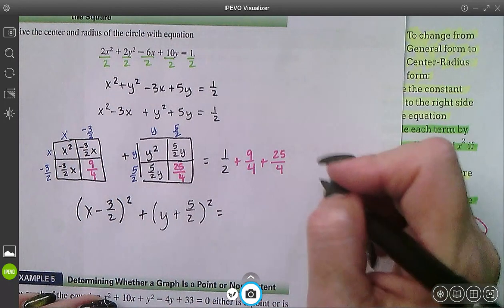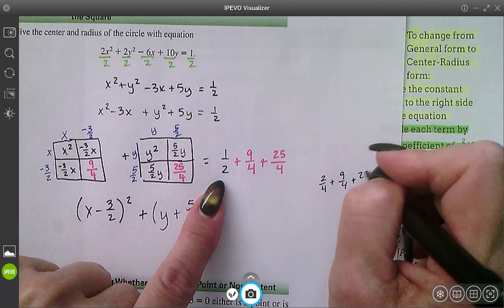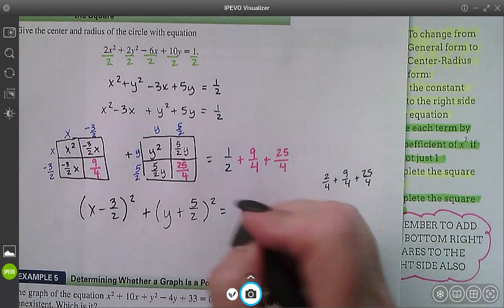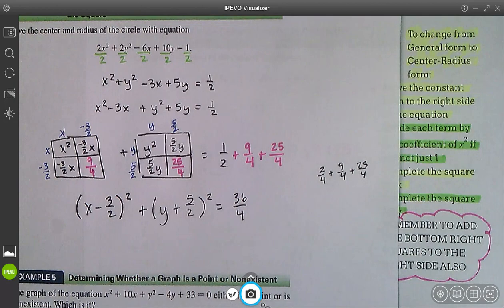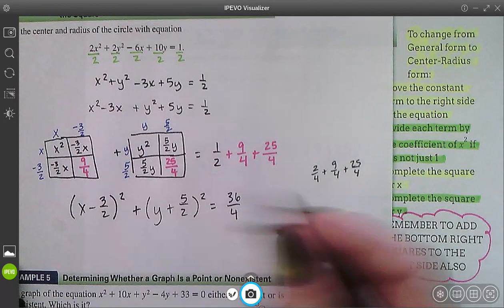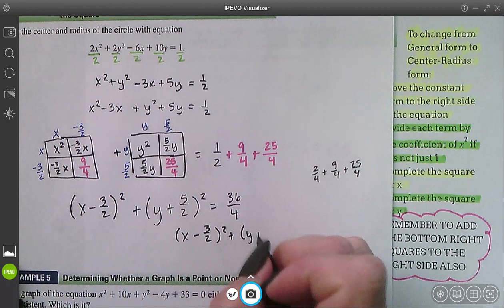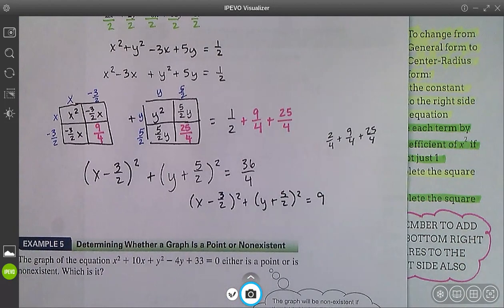So I will need a common denominator, which would make 2/4 plus 9/4 plus 25/4, which is 2 plus 9 plus 25, 36. So 36/4. Actually, 36/4 simplifies to regular 9. So I probably should have written that x minus 3/2 squared plus y plus 5/2 squared equals regular 9. And then I can figure out the center and radius.